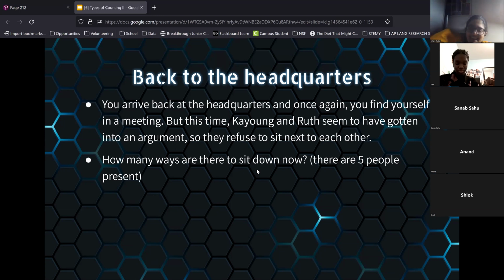Okay, sorry, I will change the prompt. If there's 6 people sitting down, and Kayang and Ruth are amongst them, and they don't want to sit next to each other, how many ways are there for them to sit down? Just change it on screen.